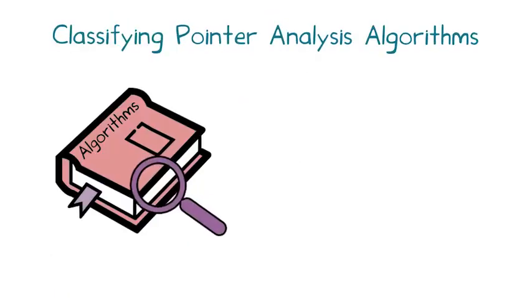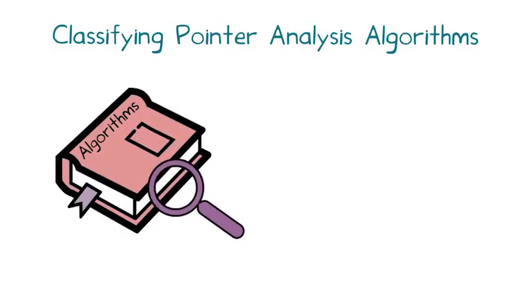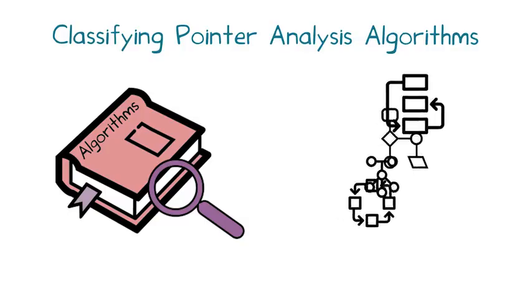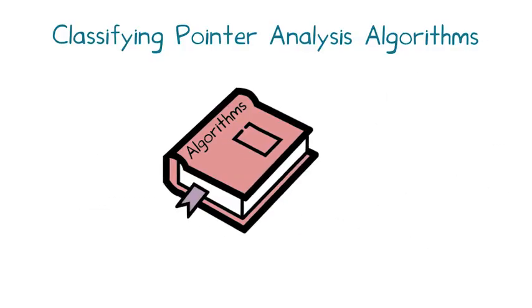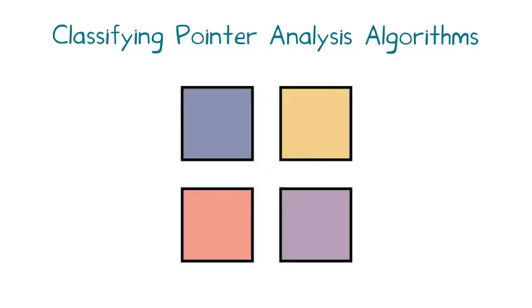Thus far, we have looked at a particular pointer analysis algorithm that is commonly used. Recall from the beginning of this lesson that there are many different algorithms for pointer analysis with varying precision. These algorithms can be classified along many dimensions. Let's look at 4 of the most important dimensions and see how the pointer analysis algorithm we learned fits in this classification.